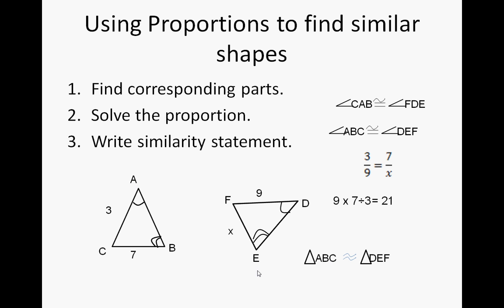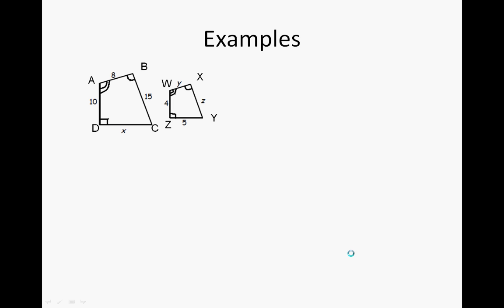Here are some examples for you to try. The first thing to do, remember, is to find your corresponding parts. So we have DAB corresponds to ZWX, and we have BCD corresponding to XYZ. My first one I'm going to find is X. So I'm going to compare 10 to 4 and X to 5. Cross multiply and divide, and I get 10 times 5 divided by 4 equals 12.5.